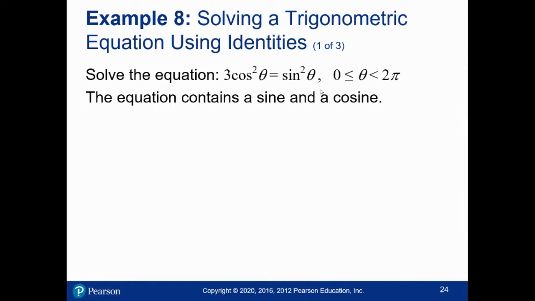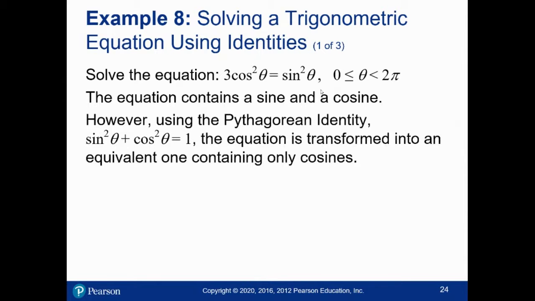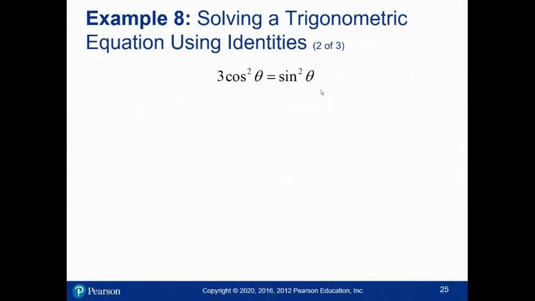This could be bad news, except remember that the Pythagorean identity helps me relate sines and cosines against each other, and even more specifically, it's sine squared and cos squared. So since this problem had cos squared and sine squared in it, it was like tailor-made to use the Pythagorean identity. So what we're going to do is transform sine squared into 1 minus cos squared.